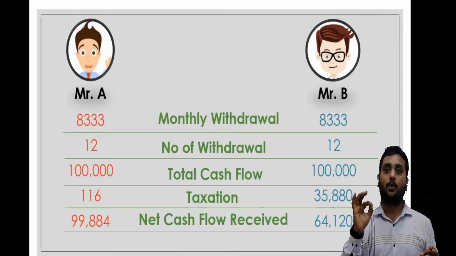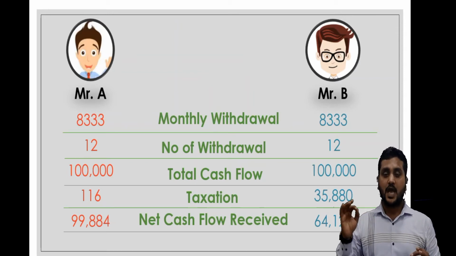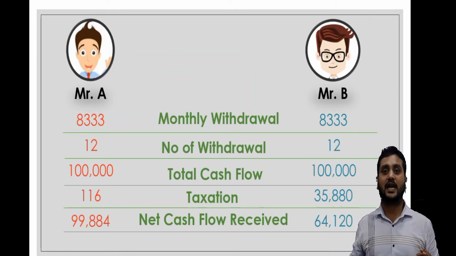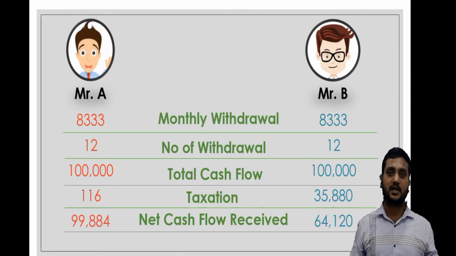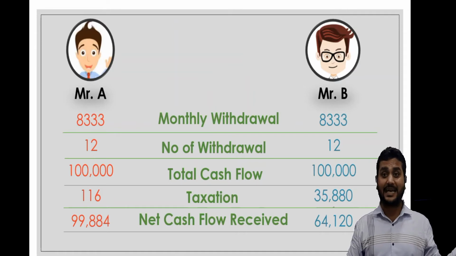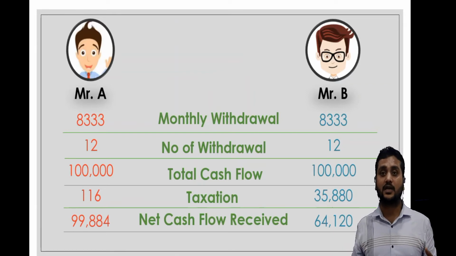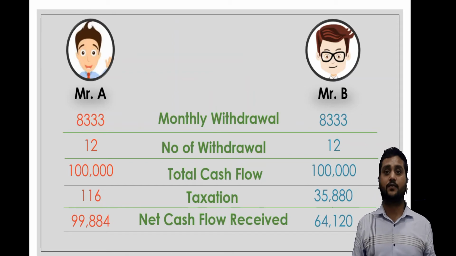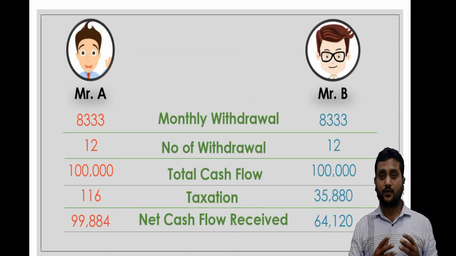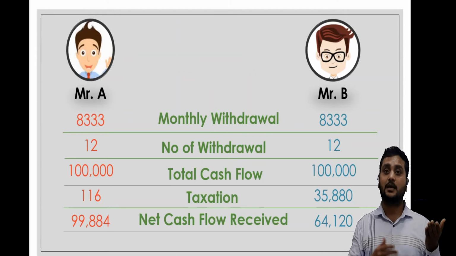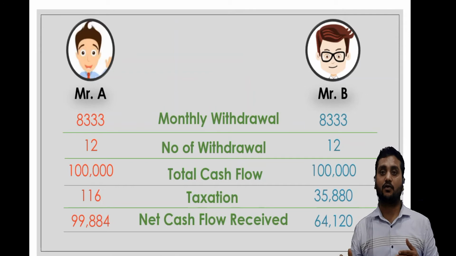Here comes the most important part, the taxation. Mr. A, after using a SWP, is only liable to pay 116 rupees, whereas Mr. B is liable to pay rupees 35,880 as tax. So my net cash flow after paying the tax: Mr. A receives 99,884, whereas Mr. B receives 64,120. So the net cash flow in the hand of Mr. A is much higher than Mr. B. Tax efficiency is much better with a systematic withdrawal plan. So this we have understood with the help of an example.